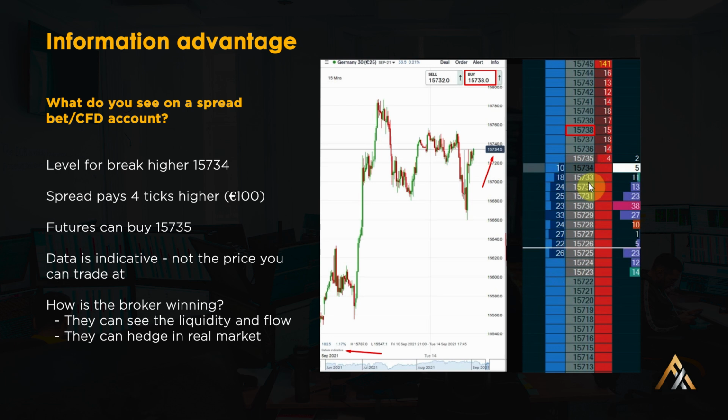And this is where the distinct difference comes in terms of the information that you get when you're trading on a futures market compared to a spread bet or CFD, and also the cost to which you're paying to actually get into these trades. And it's a huge difference in terms of cost and information advantage that the broker has. And this is a crucial thing that you've got to try and realize.